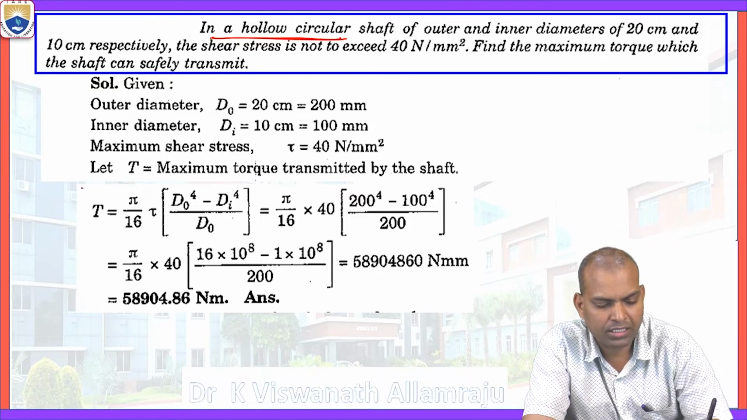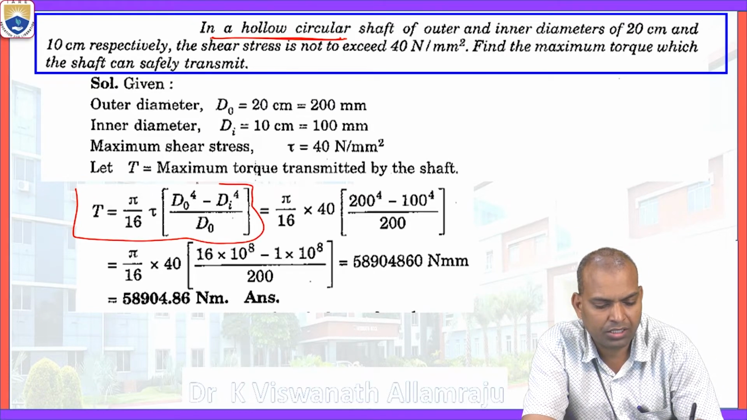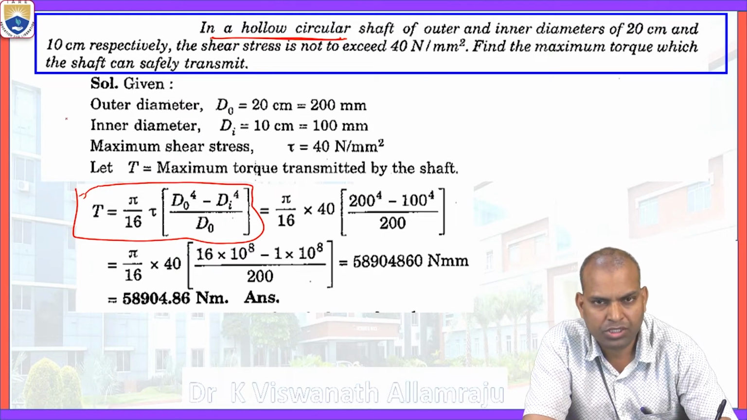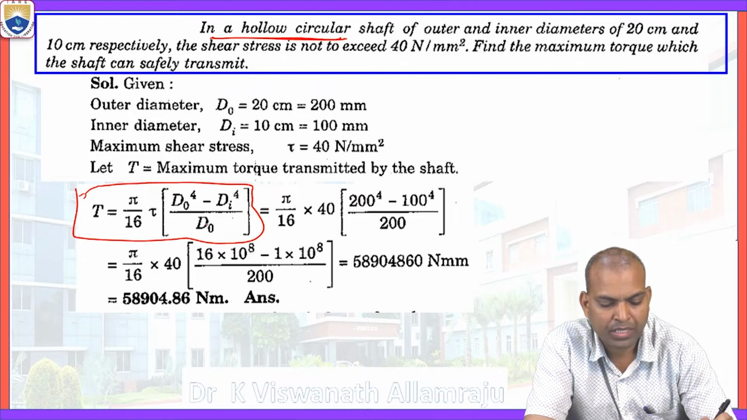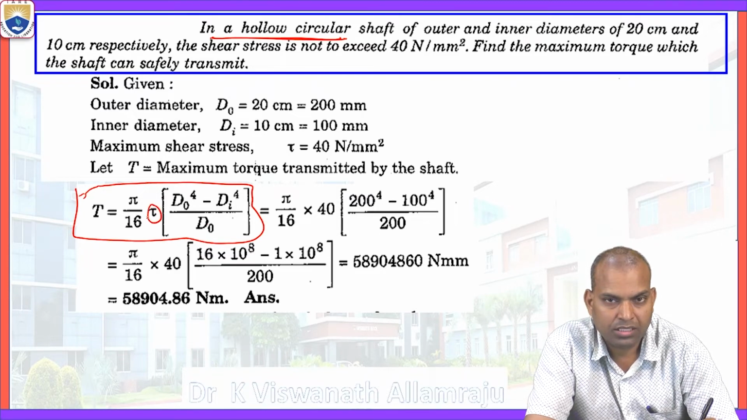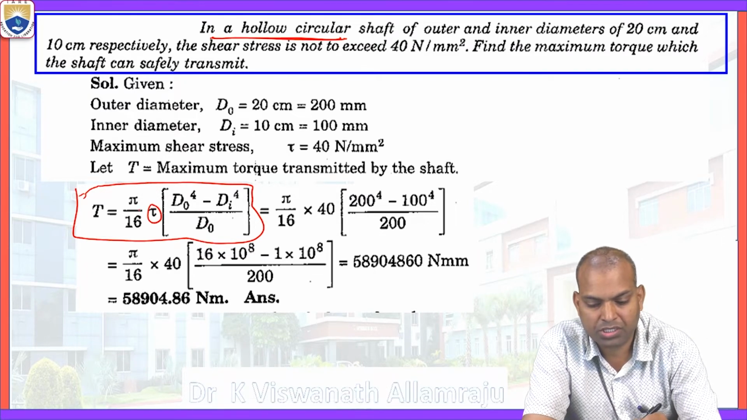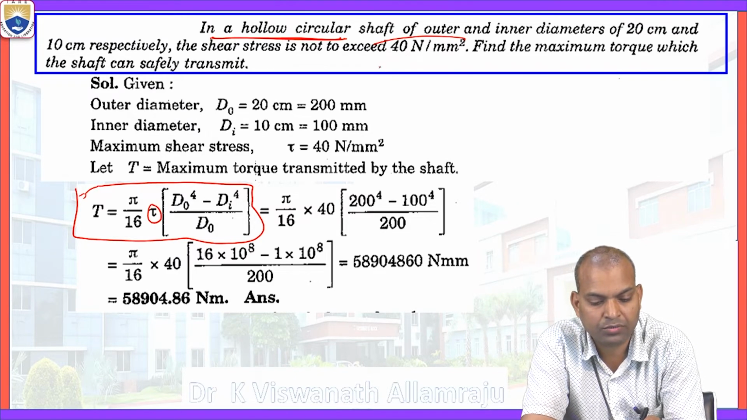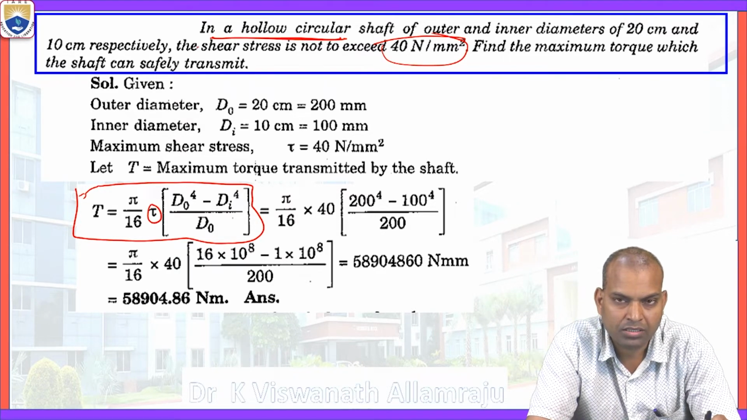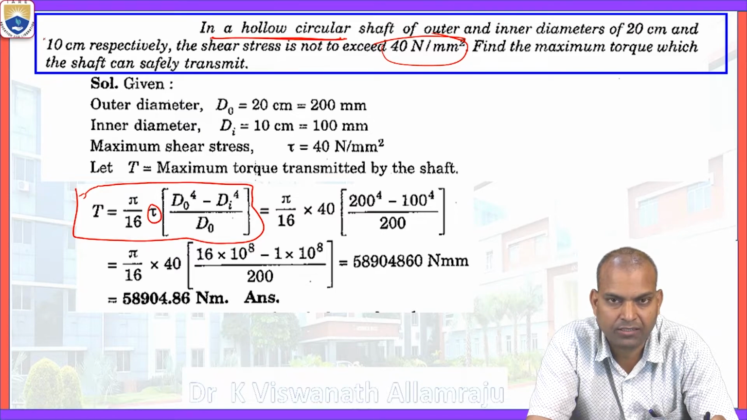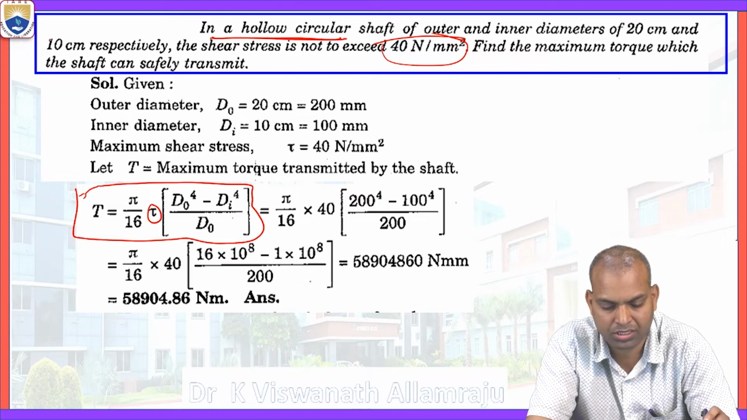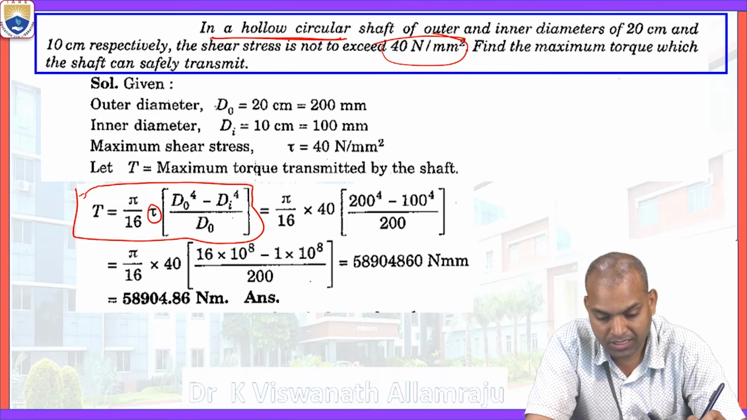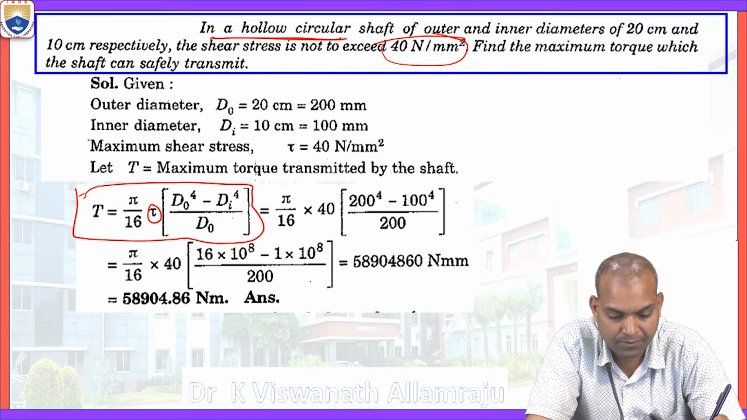Now what is the direct formula? The torque T equals pi by 16 times tau times do power 4 minus di power 4 by do. What is tau here? Tau is the shear stress. What is the shear stress value given here? 14 Newton per square millimeter. The shear stress is not to exceed, not to cross over, that means this is the limitation of the shear stress that was given here, as 14 Newton per square millimeter.